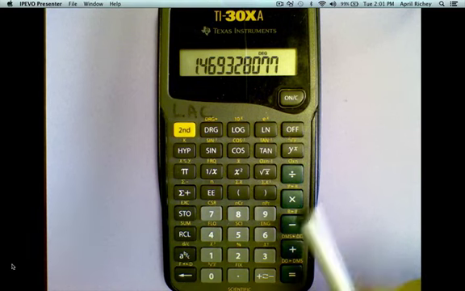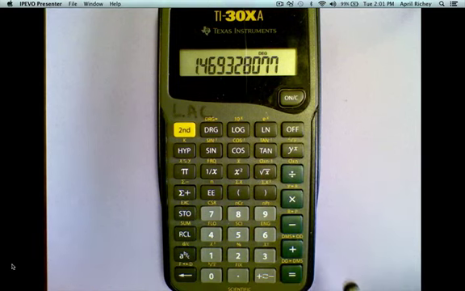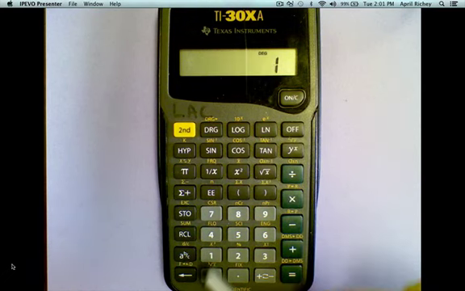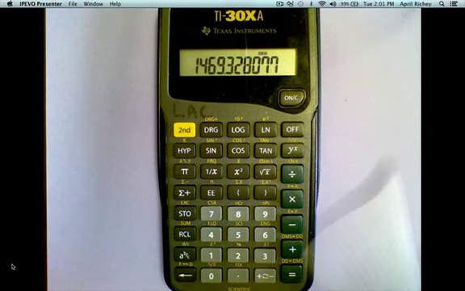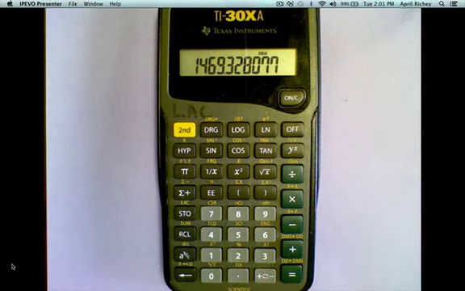Now leave that in your calculator. Don't ever round until the very last step. If I leave that in my calculator, now I'm going to say times 1,000. And this gives me 1,469.328077. This is the final answer that's going to get rounded.